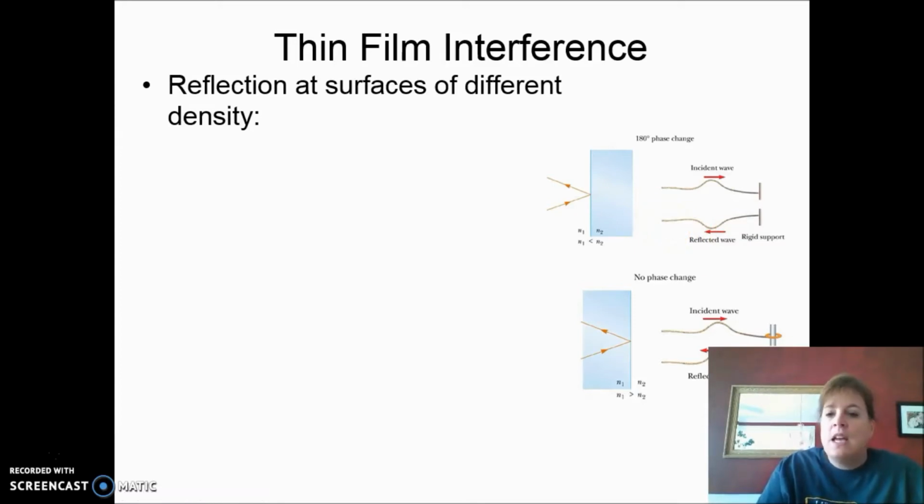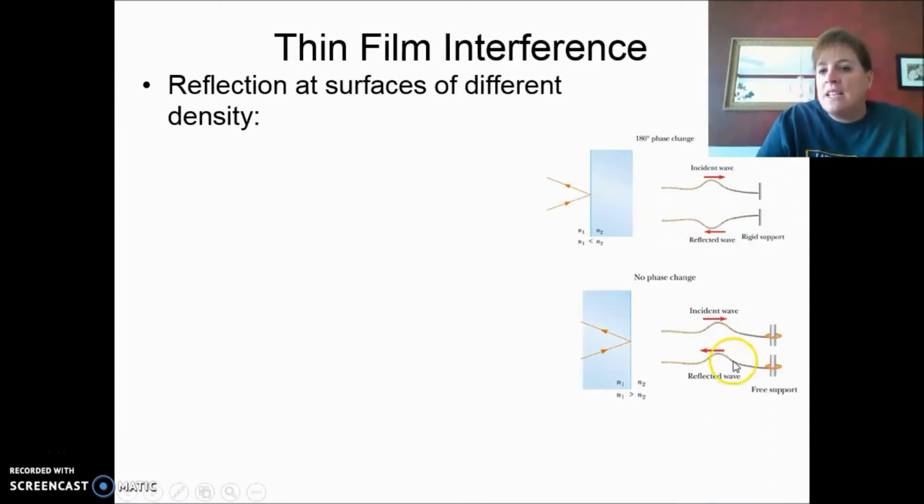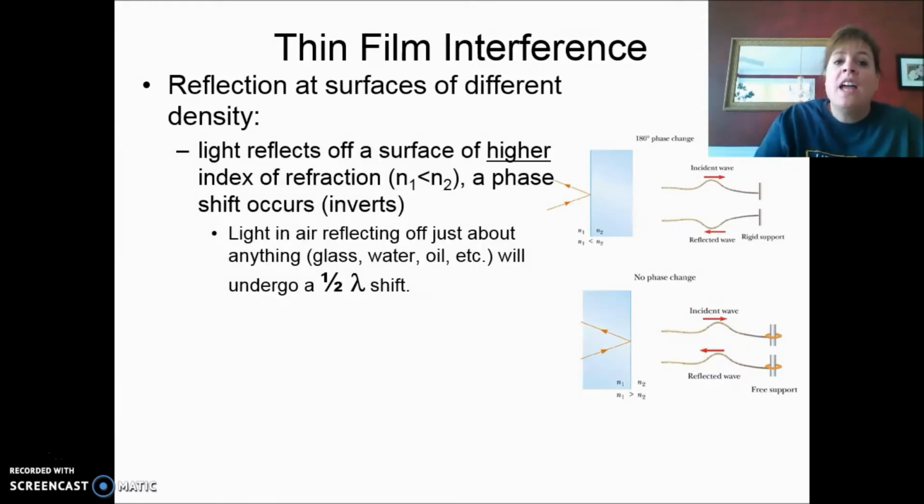But if we sent a wave down our string, and it had a free end, or a less dense end, the wave would reflect upright. Well, the same thing happens with light. So cool. If light is reflecting off a higher index of refraction, remember, that means it's more dense, harder to move, and so what happens is we get this phase shift, or this wave inversion.